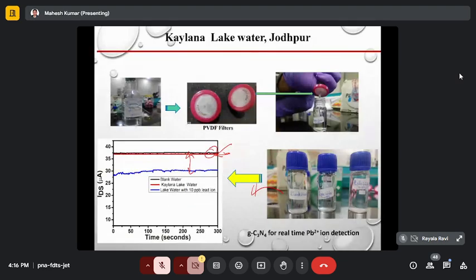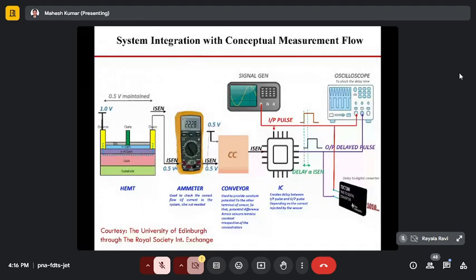Another point is that we are doing this at laboratory scale. Here we can do this, but how to bring a product out of this? For this, we have a collaboration with the University of Edinburgh through the Royal Society International Exchange Award, and they are making these ICs. They are experts in the design part.